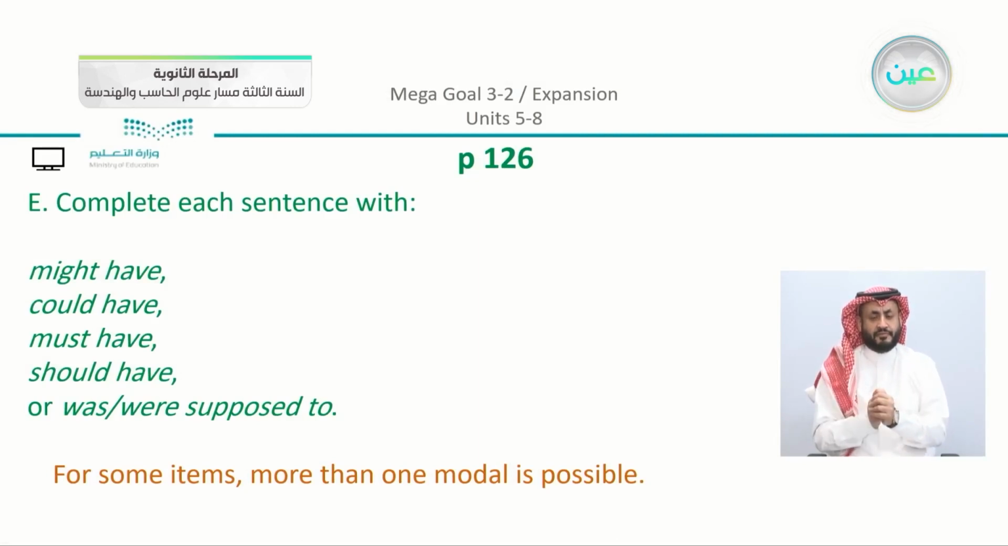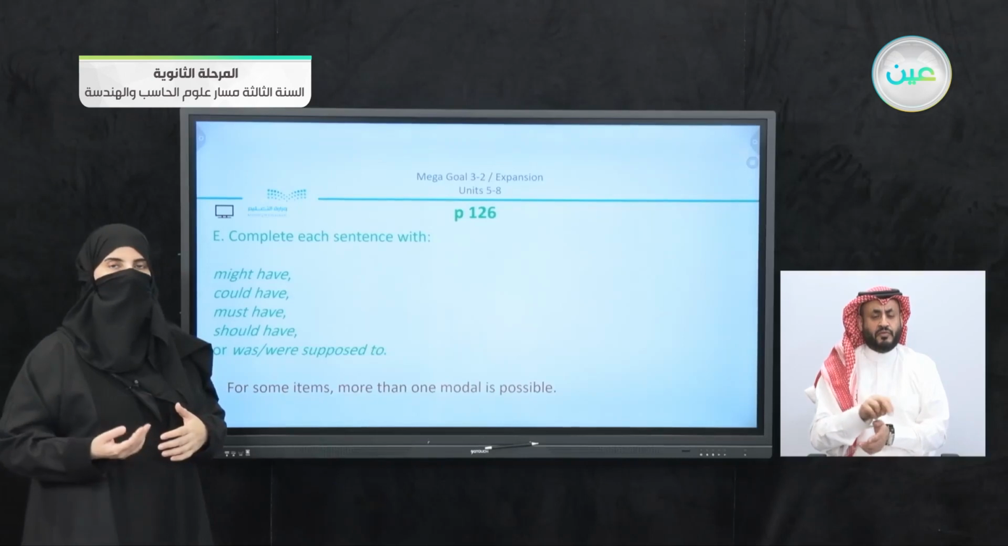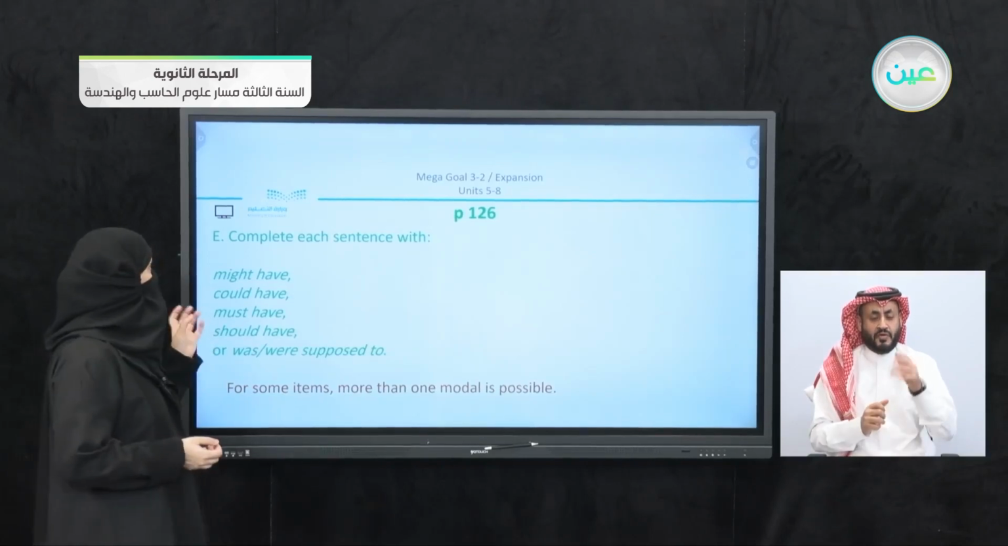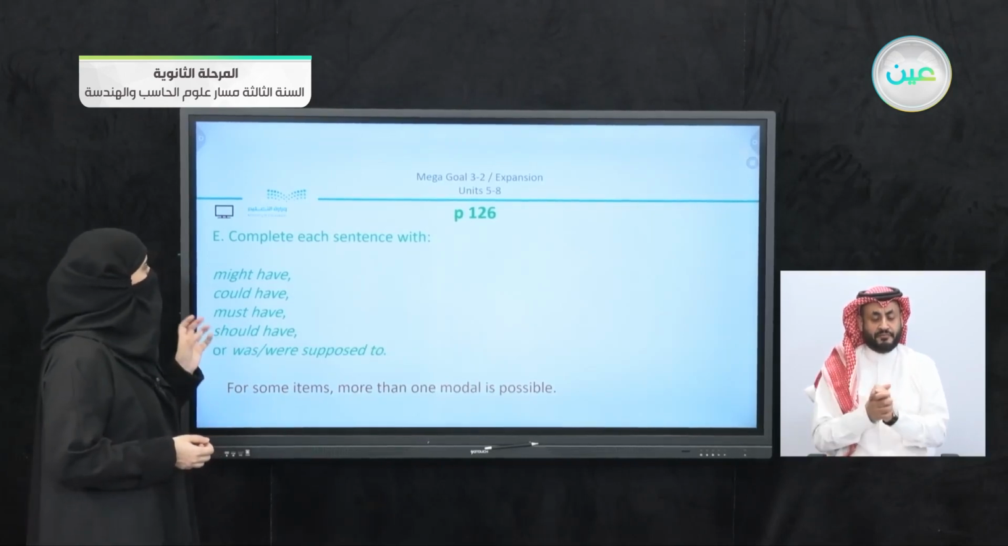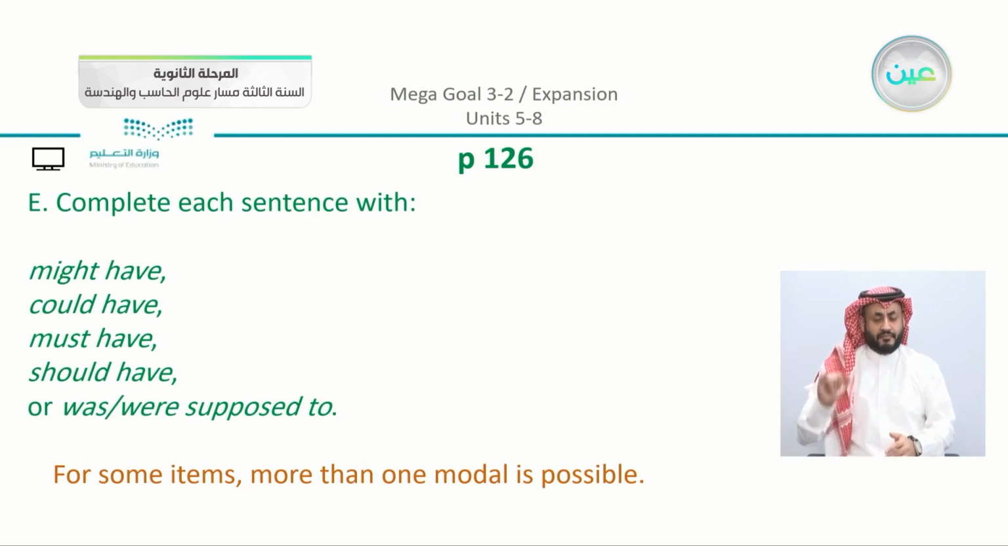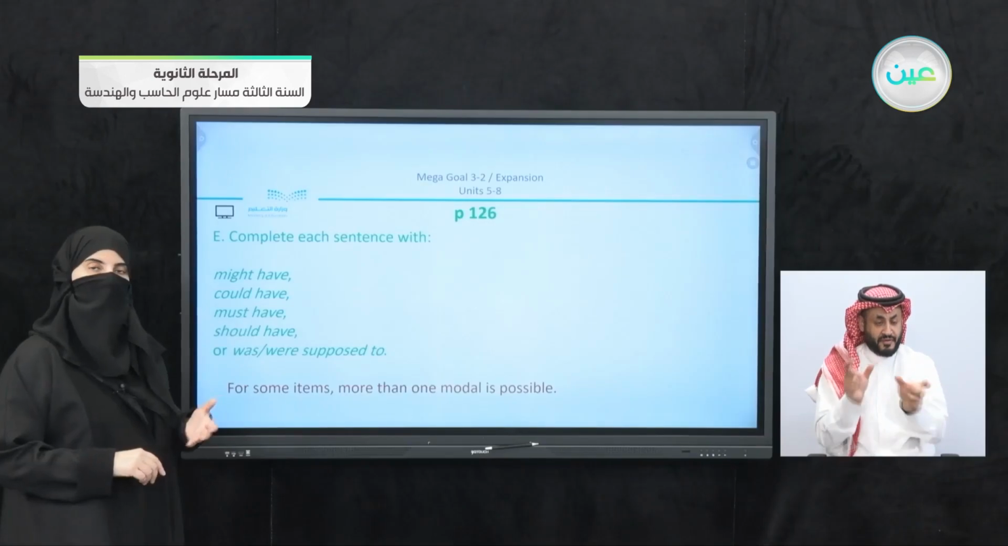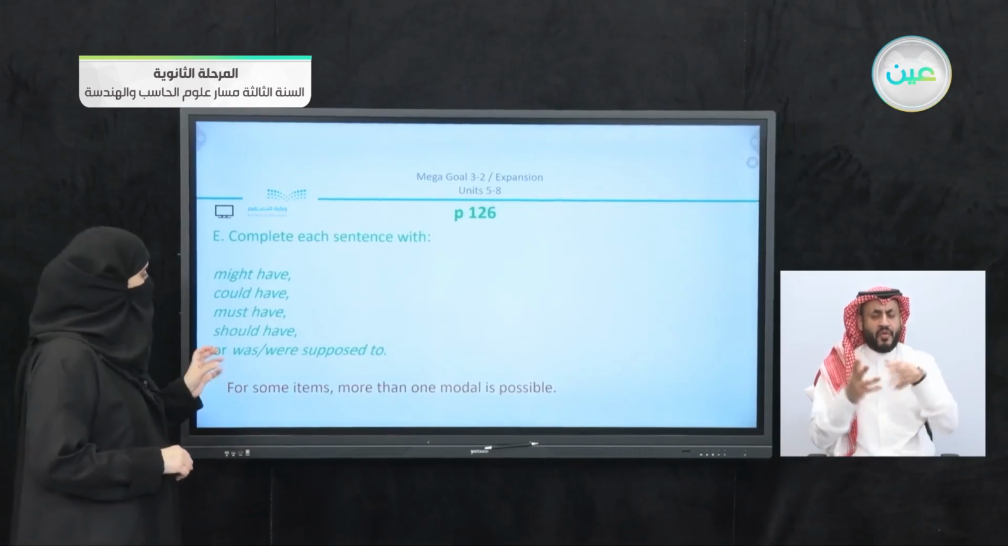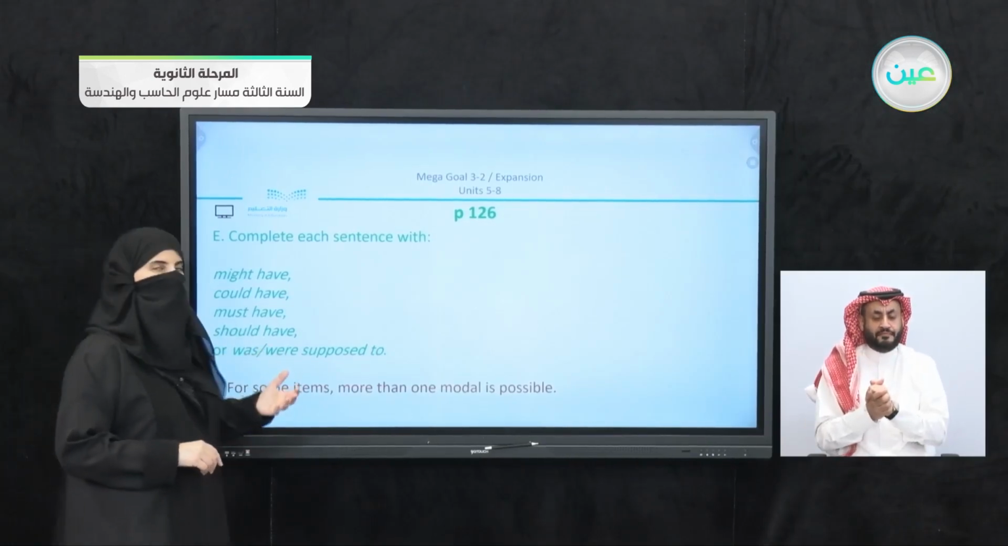126. Now we're going to start with a new page, a new exercise. We have here E. Complete each sentence with, you can see that we have here, might have, could have, must have, should have, or was and were supposed to. Now these are different structures that we did study throughout the semester. Now for some items more than one modal is used.